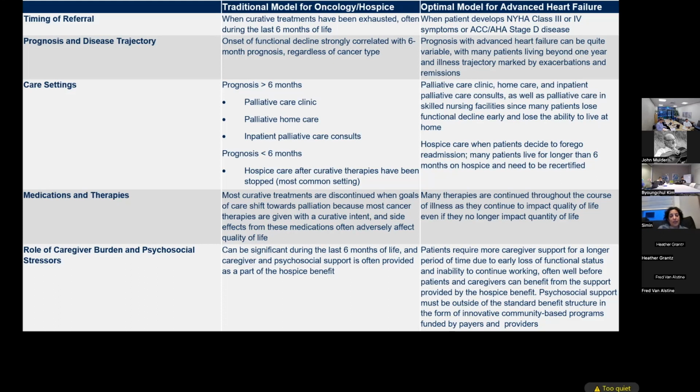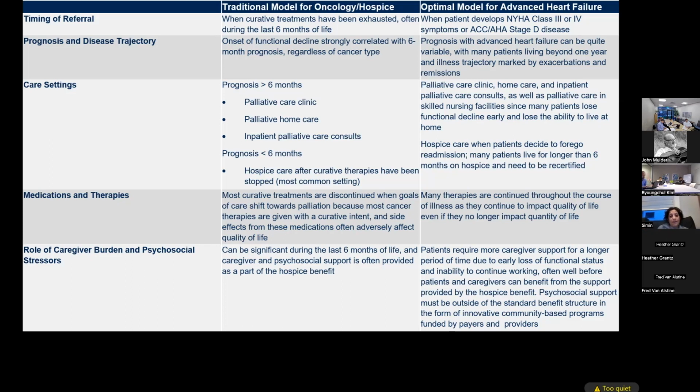Disease trajectory for oncology patients tends to be more linear. Once they start declining, they tend to continue to decline at a pretty steady pace. Not true for heart failure. Heart failure does have that wavy approach where they have dips and they come back up, but they don't come back to quite the same baseline, kind of like how dementia is. And many patients with stage D can live past a year.